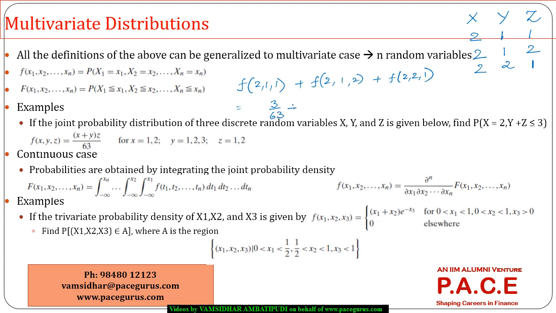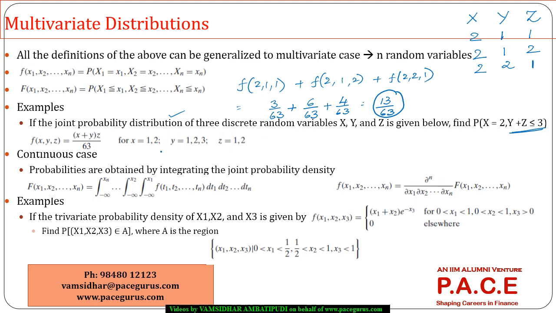Then it is 2 plus 1 times 2, 6 by 63. And finally it is 2 plus 2 times 1, 4 by 63. Overall making it 13 by 63. So this is the probability that x is equal to 2, y plus z is less than or equal to 3. And finally, to see whether it's a joint distribution function or not, the sum of all the probabilities should be equal to 1.